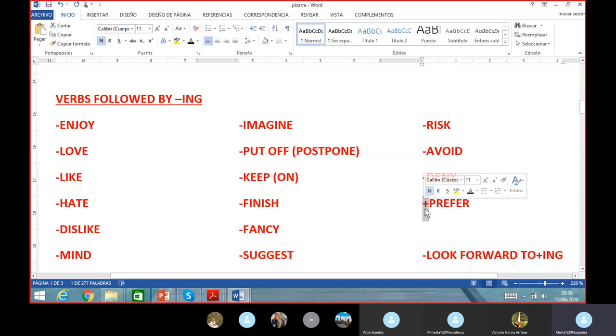Prefer, he puesto, esto quería poner un asterisco, ¿vale? Pero no sabía ponerlo en este ordenador. Es que, let me try. I cannot do it, guys.